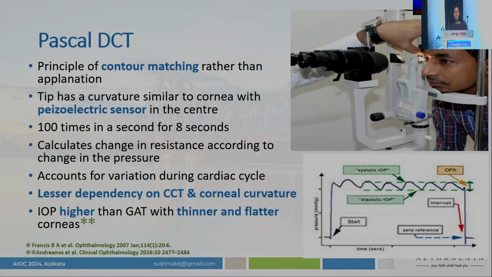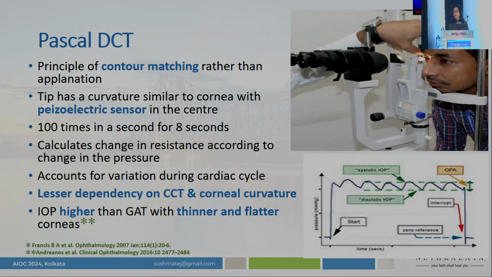Pascal DCT is something which can be considered ideal. It is similar to GAT, but it does not depend on applanation. It is contour matching. It has a piezoelectric sensor which calculates the changes in resistance and gives us the intraocular pressure.